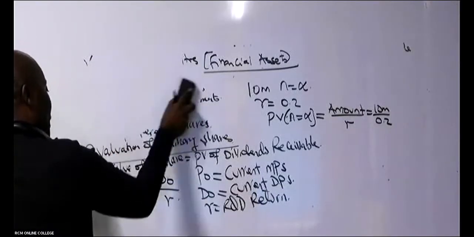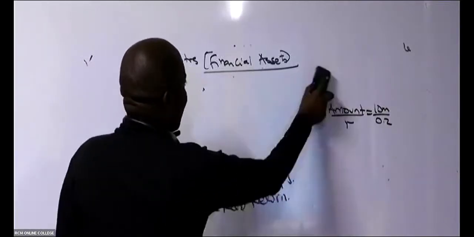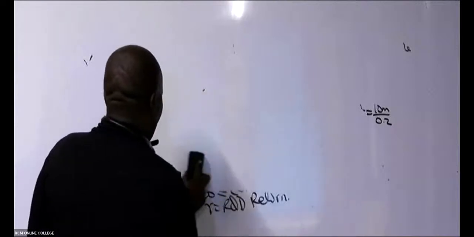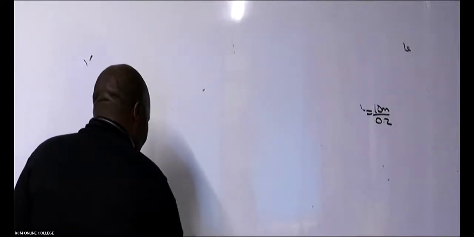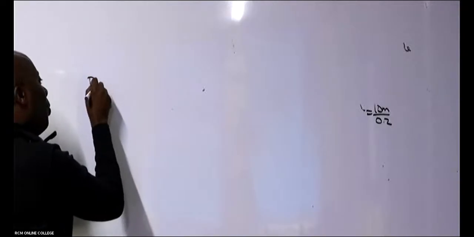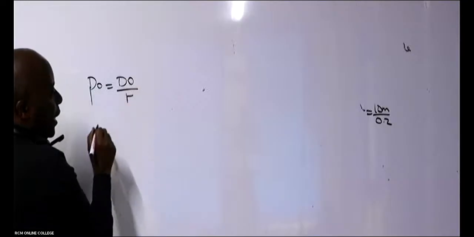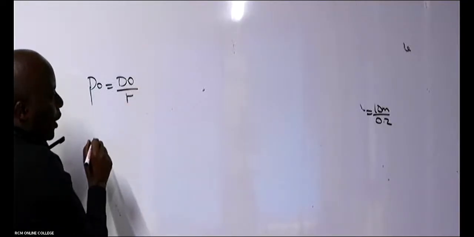Now, ladies and gentlemen, listen to me very well. I've just said that this P0 will be equal to D0 over R, over the cost of capital.